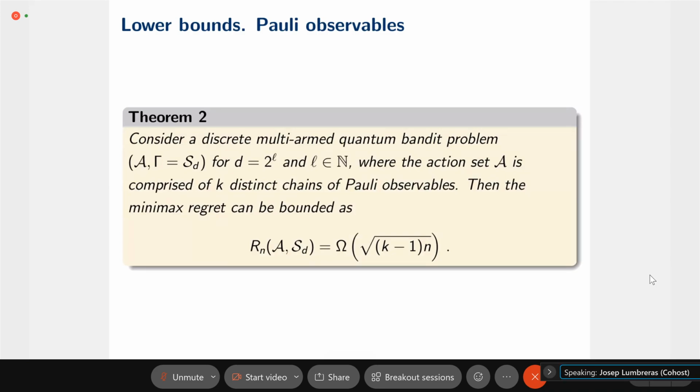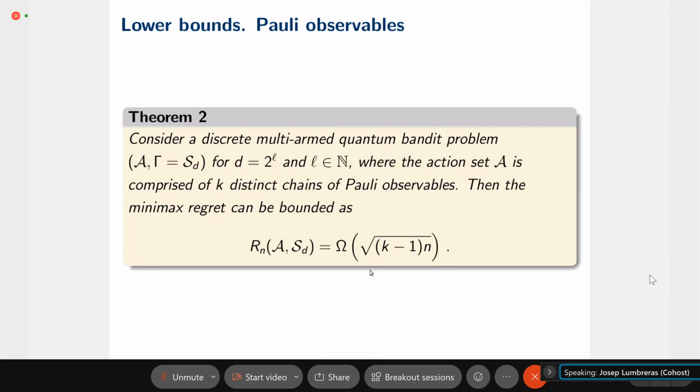So the other examples that we study are proven in a similar way. For example, then we study some specific cases. So this case is, again, a discrete multi-armed quantum bandit. But in this case, the action set is just Pauli observables. So we allow that the action set, the set of observables, has k different Pauli observables, and then we can bound the minimax regret as follows.